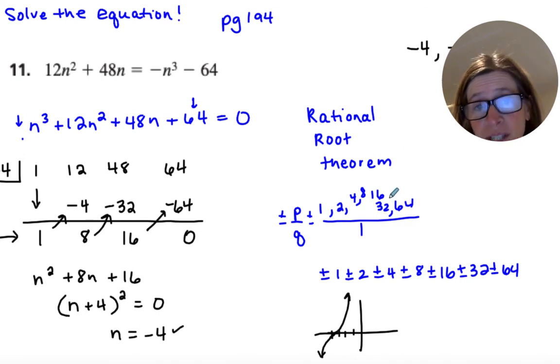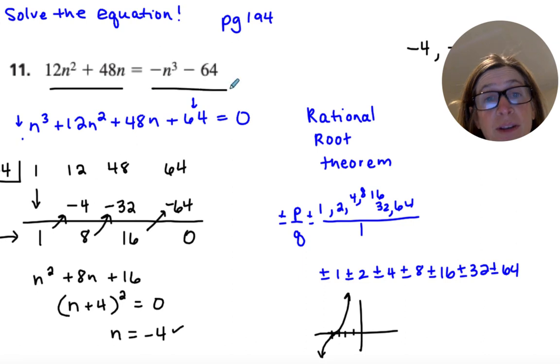There are other ways to do this. We just haven't learned how to do them yet. There's a way to factor using the sum of cubes. You could actually put both parts into your calculator and see where they intersect. So there's lots of other ways for you to do this, but we've been learning about the rational root theorem, so that's what I wanted you to use.